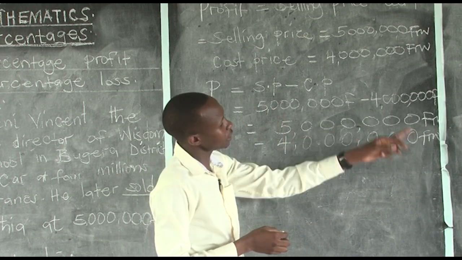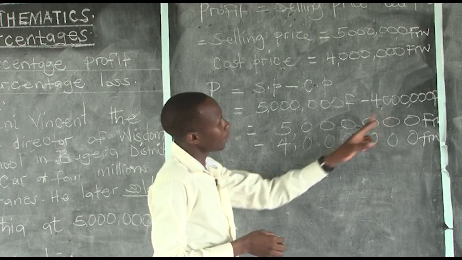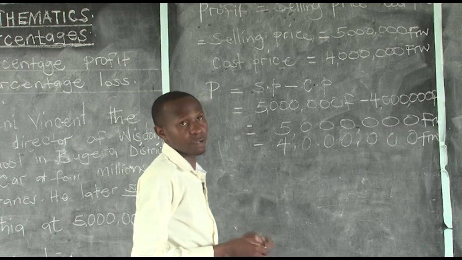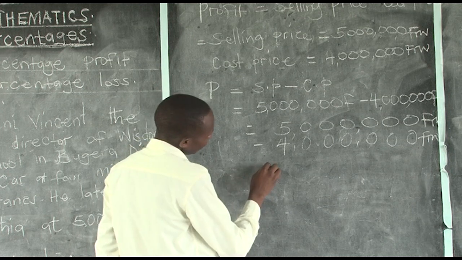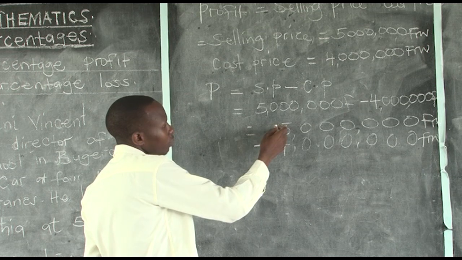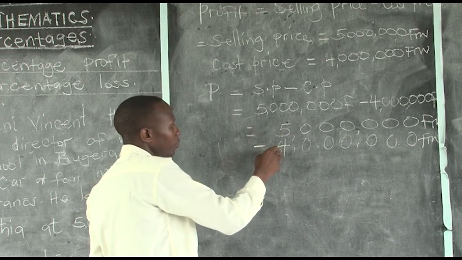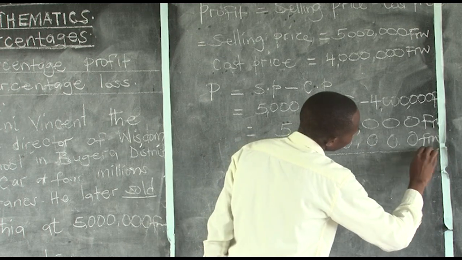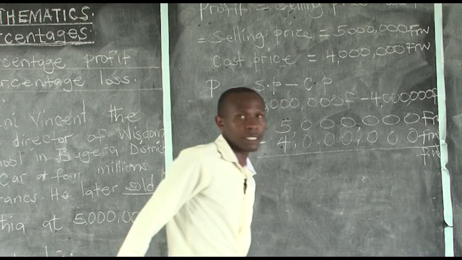They are 7 digits. I have also 7 digits here. But when you are arranging, you have to consider the place value. So you start from the place value side, okay? Then from here, we shall come and we subtract. We are now subtracting 4 million from 5 million. I'll come here and start with the units.